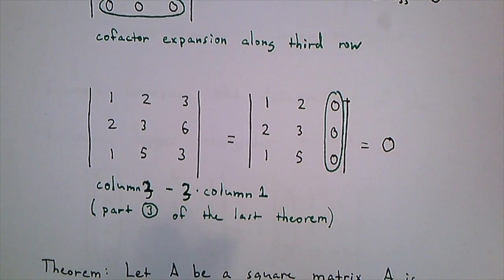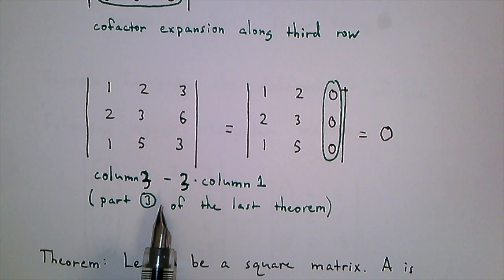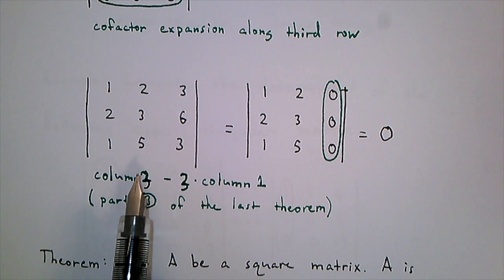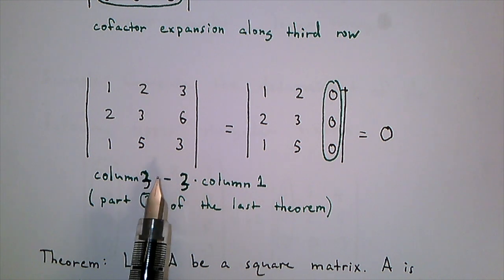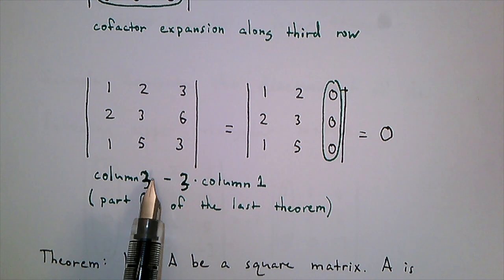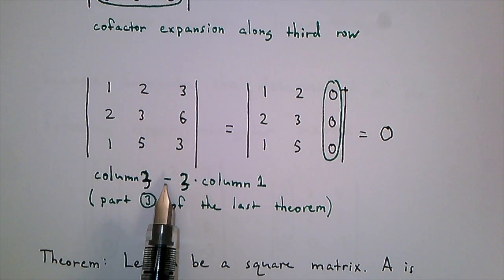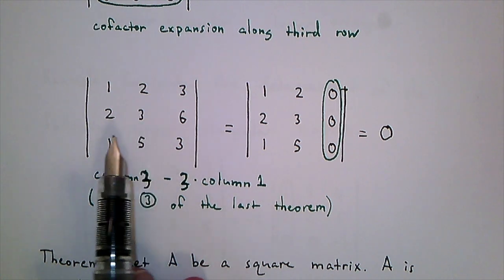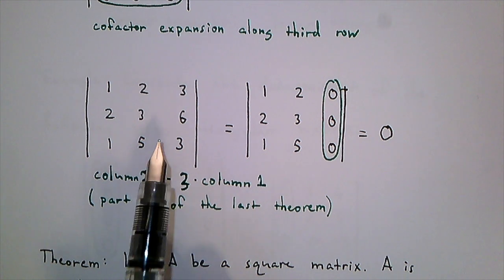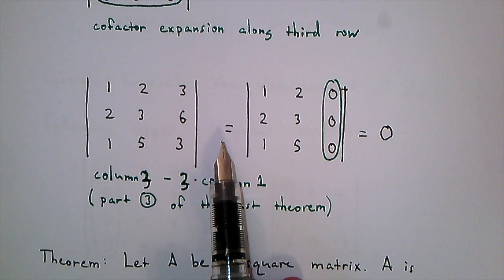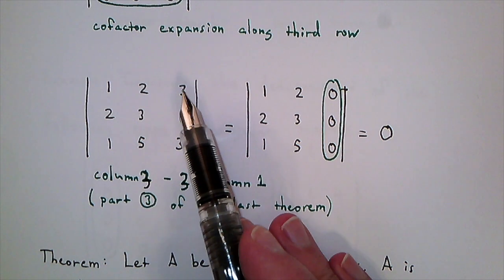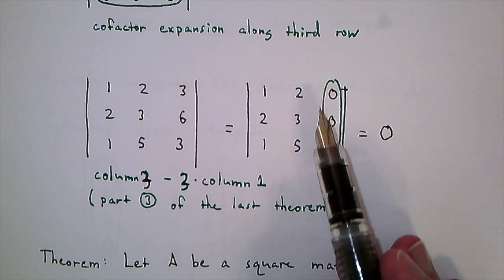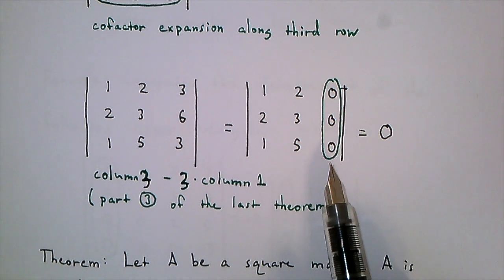So what I want to do, using part 3 of the theorem that we learned in the last video, is to subtract 3 times column 1 from column 3. Normally when we do this kind of operation, we look at rows, but this theorem lets me do the same kind of computation with columns without changing the determinant. So what we get after we subtract 3 times column 1 from column 3 is a new column of zeros.